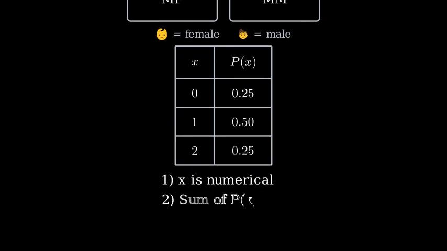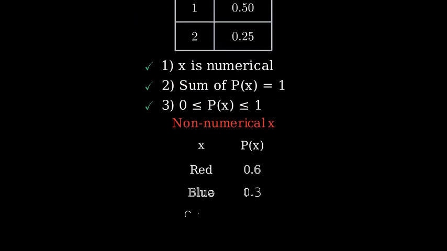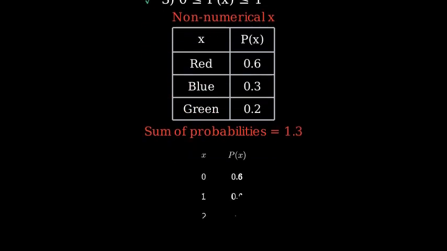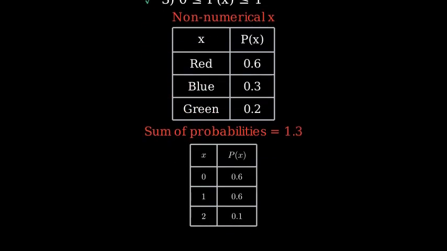For a valid probability distribution, we need 3 things. 1. X must be numerical. 2. The probabilities add to 1. 3. Each probability is between 0 and 1 inclusive. Here are 2 quick non-examples. First, categories like red, blue, and green are not a numerical X, so that fails requirement 1. Second, if the probabilities add to more than 1, say 1.3, that fails requirement 2.